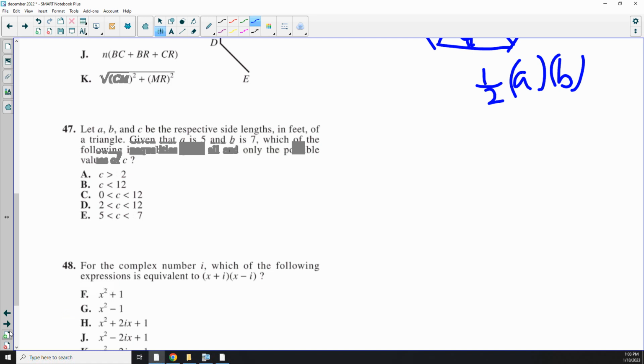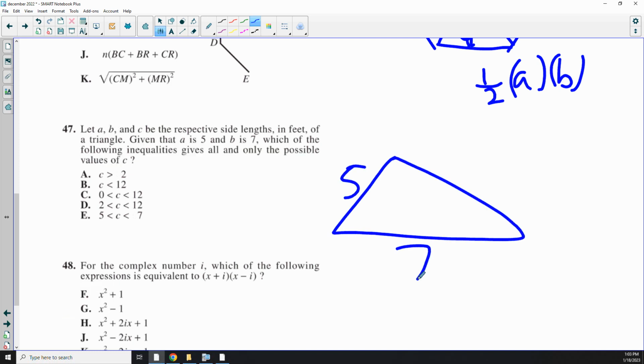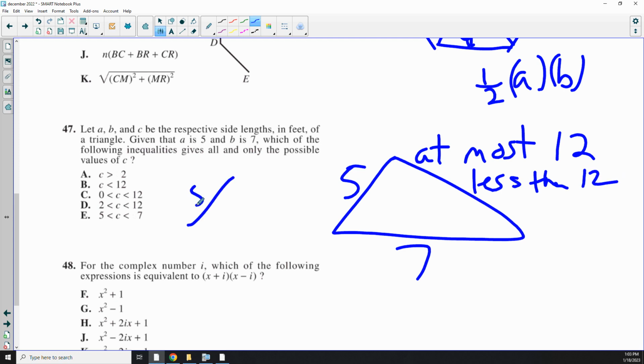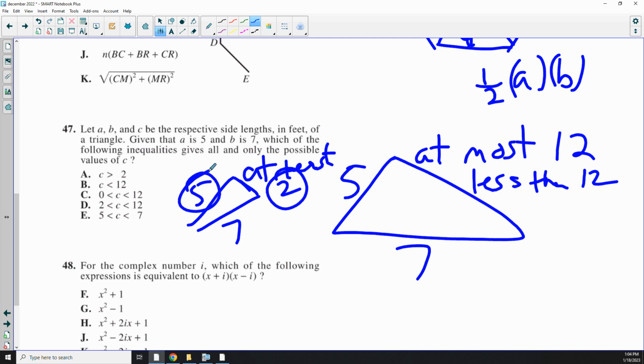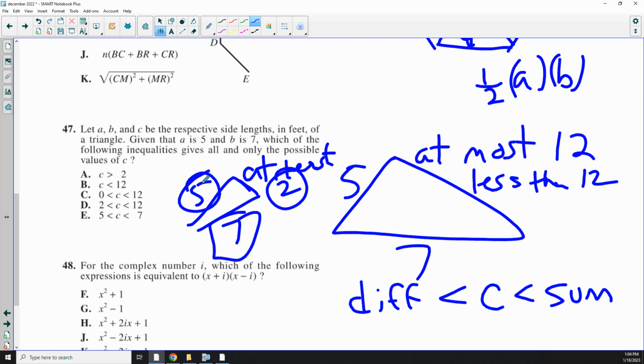This one's a dirty one. If the two sides are 5 and 7, this can be at most 12. It can't be 12. It must be less than 12. And then there's a chance that it's the little side we're after, and it could be 2 or greater. It has to be at least 2. That's because the two sides added up have to be greater than the third. So the way I teach this in geometry is the side has to be less than the sum, but greater than the difference. And that allowed me to do this real fast. It's got to be less than 12 and greater than 2.